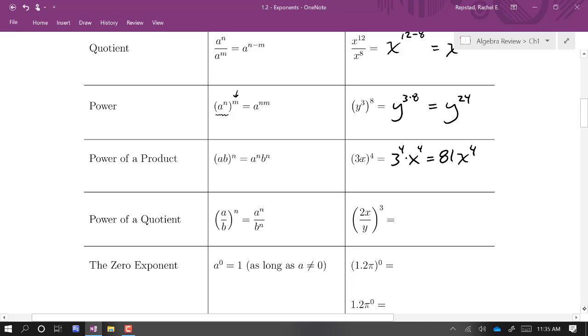We can also distribute an exponent over division. So if I have a fraction that I'm raising to a power, we just raise the numerator to that power and the denominator to that power. So in this example, 2x over y all cubed, this is 2x cubed over y cubed. And up top I have a product raised to a power, so I get 2 cubed x cubed over y cubed. And then we can simplify that to 8x cubed over y cubed.